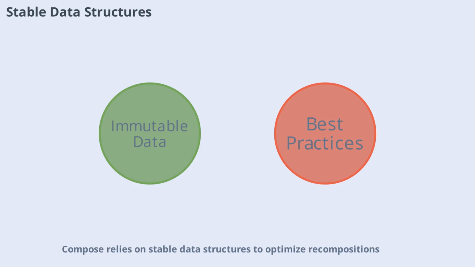Compose relies on stable data structures to optimize recompositions. Senior developers use immutable data classes and avoid changing references unnecessarily. This practice ensures that Compose can efficiently determine what needs to update, keeping your UI fast and reliable.